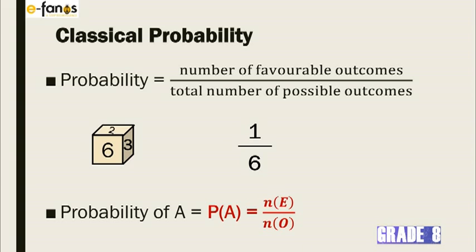You can also write this probability with a capital P and then the event in brackets. So the probability of A is P brackets A. And we can also write this fraction as NE over NO, which stands for the number of possible events over the number of possible outcomes.